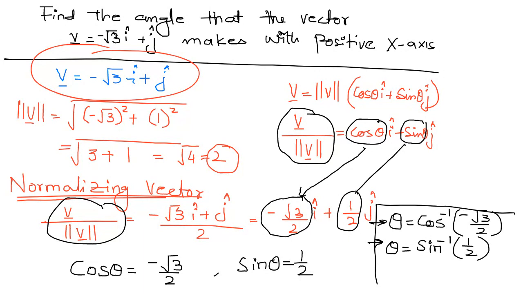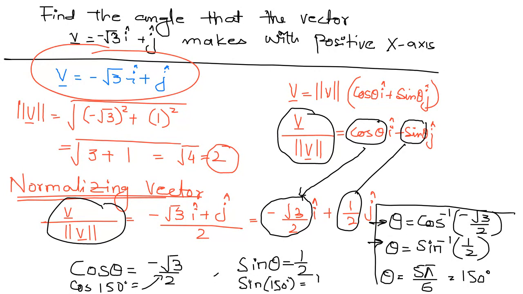So when you calculate, you will find theta is equal to 5 pi by 6, that is equal to 150 degrees. When you calculate from the calculator, cosine of 150 degrees will give you minus square root of 3 divided by 2, and sine of 150 degrees will give you half. So this is the angle which we need, that is 5 pi by 6. Got it?